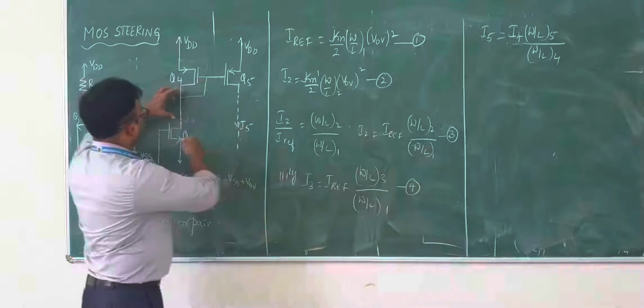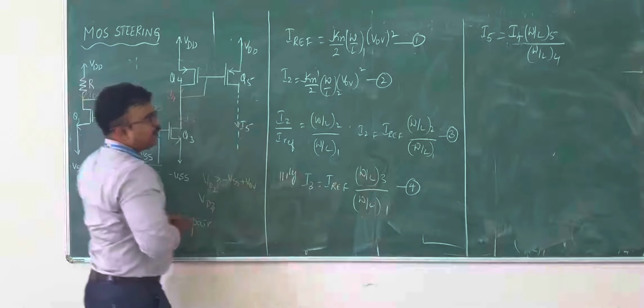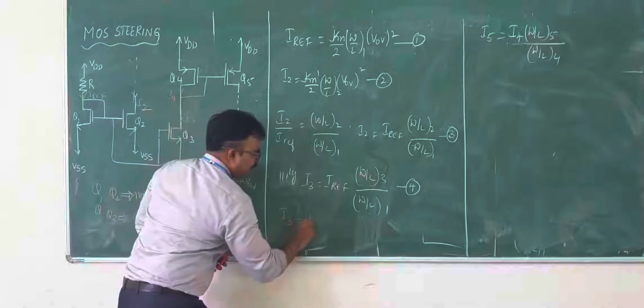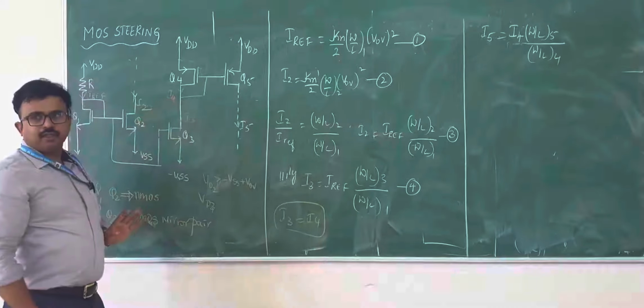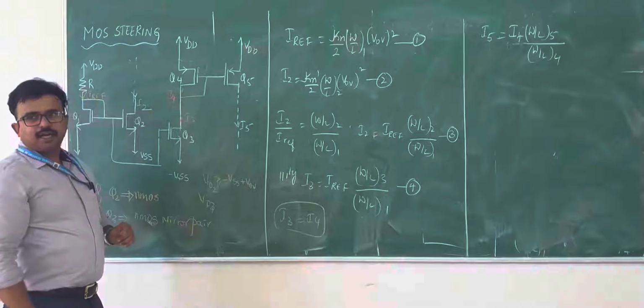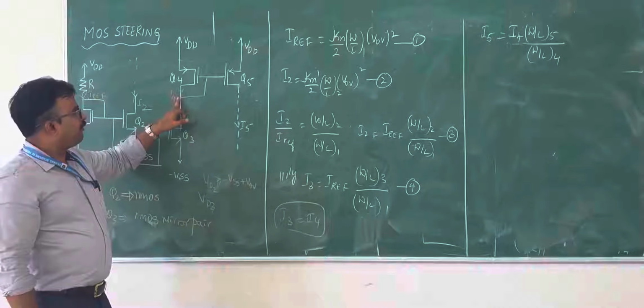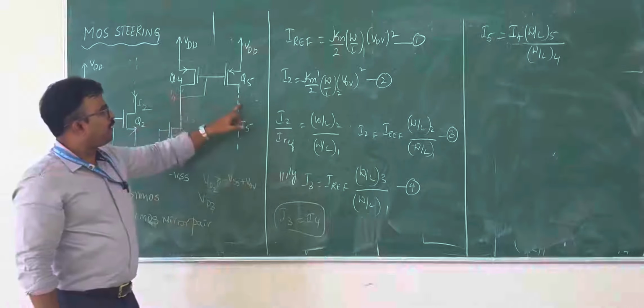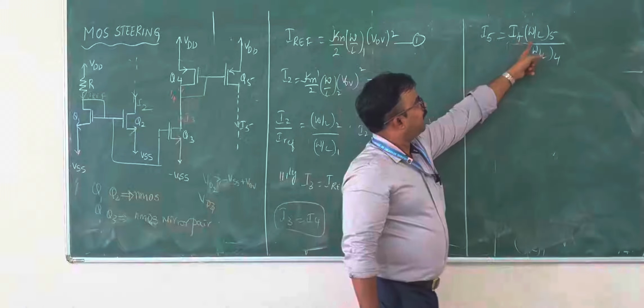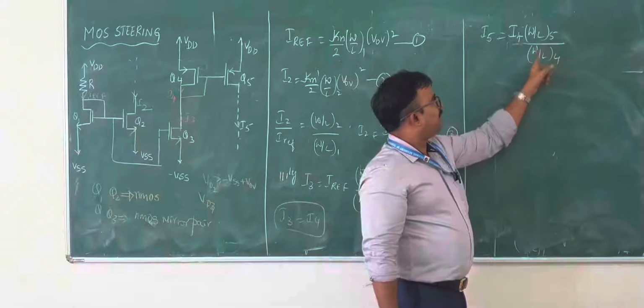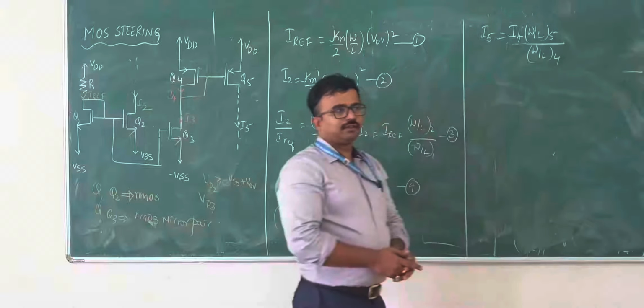Now, from the circuit diagram, I can write the current I3 equal to I4. Since this is a PMOS current mirror pair, the current I4 is to be copied onto I5. Similar consideration is carried out. You can see at this part of the board, I5 is nothing but I4 into W by L of fifth transistor divided by W by L of fourth transistor.